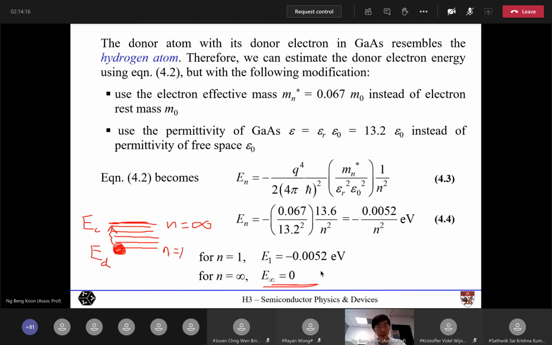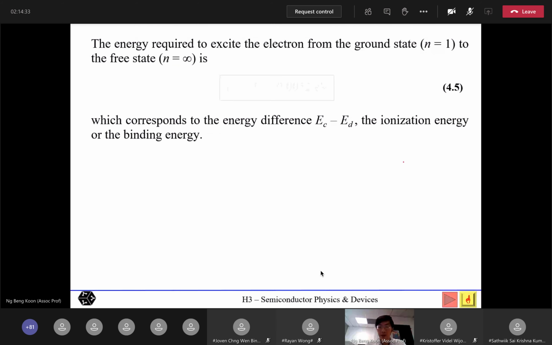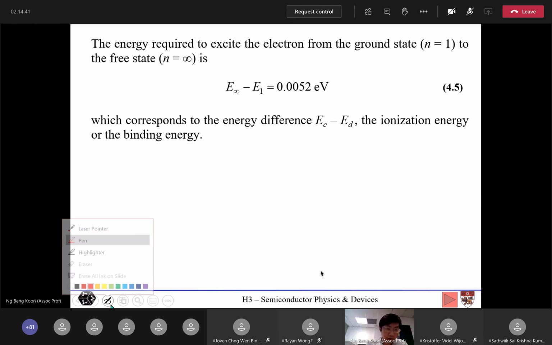If you give it this amount of energy, between EC and ED, then the fifth electron can break free from the impurity atoms. Okay, so this is the binding energy, and this works out to just 0.0052 eV, which is actually very, very small. Okay, in other words, this separation, right?